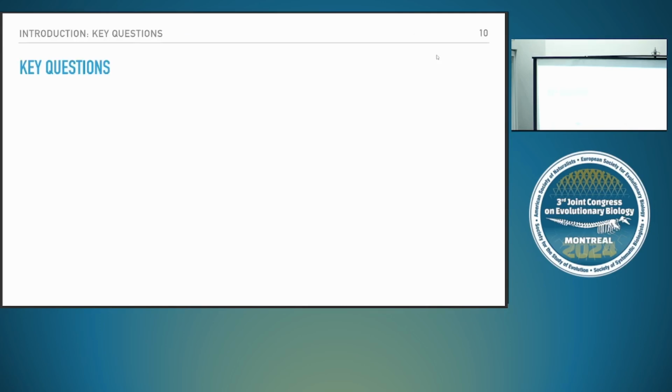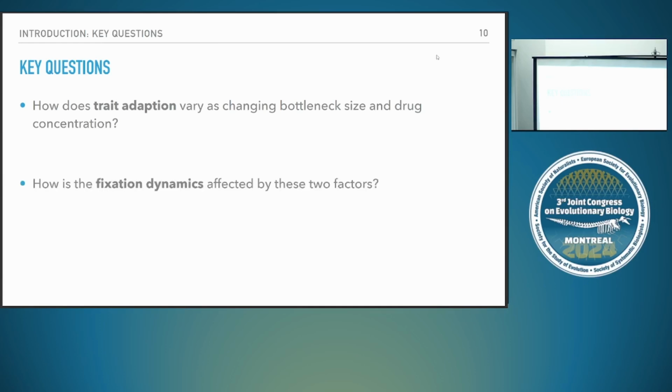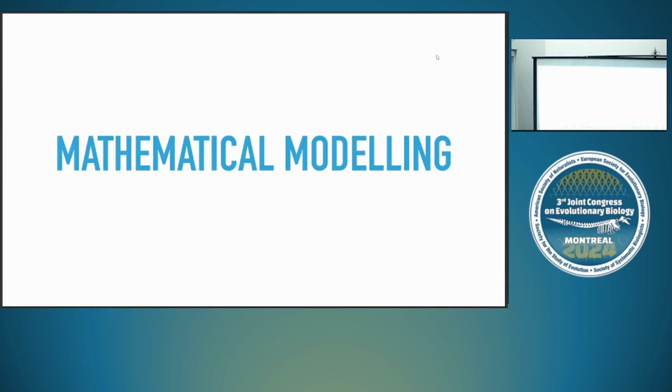So the key questions that we have in our research are: how does trait adaptation vary as we change bottleneck size and drug concentration? How is the fixation dynamics affected by these two factors? And what factors determine the dynamics of strains of different fitness? We do this by employing mathematical modeling.